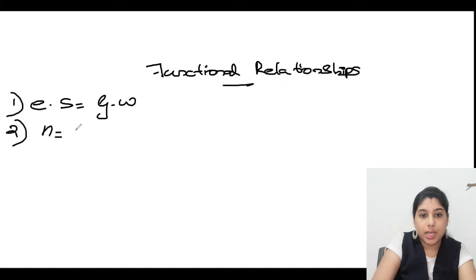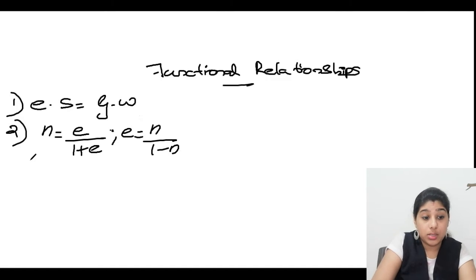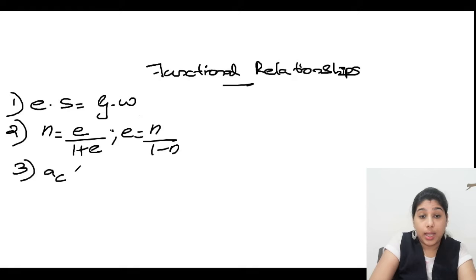n is equal to e by 1 plus e, and e is equal to n by 1 minus n. So these two are the relations. Then we have studied this also. Air content will be 1 minus S_r, and S_r will be 1 minus air content.